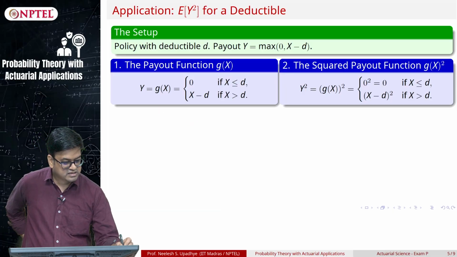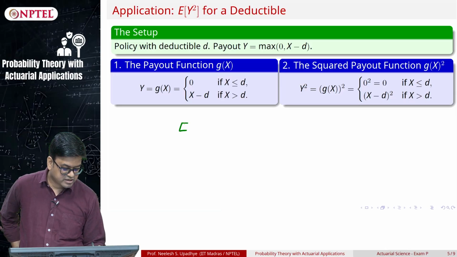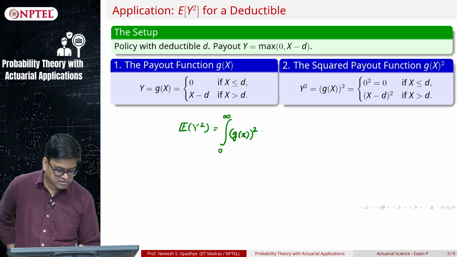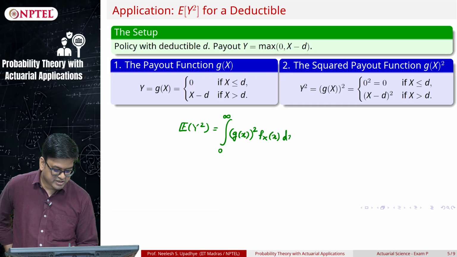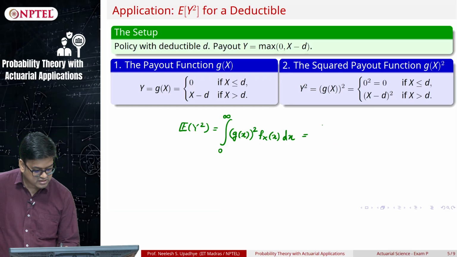What does the LOTUS say? Let us investigate that. You are essentially calling for the expected value of Y squared, which is the integral from 0 to infinity of Y squared f(x) dx. Now I will write it in terms of g(x): it is going to be g(x) squared f(x) dx. But what is g(x) squared? You have already seen this. This is an integral, and the kink is at level D.